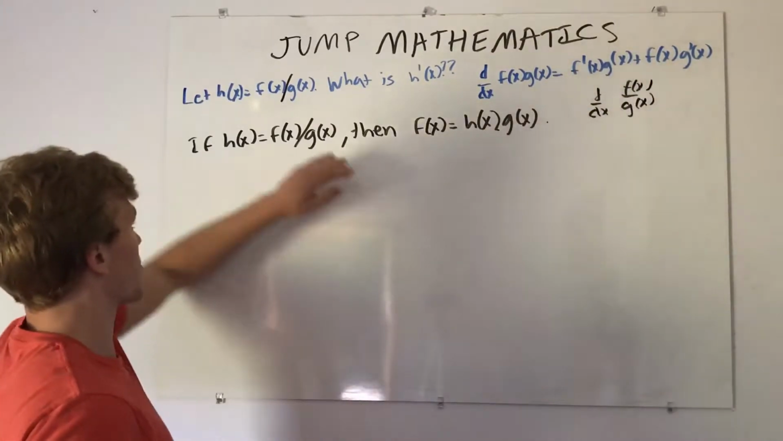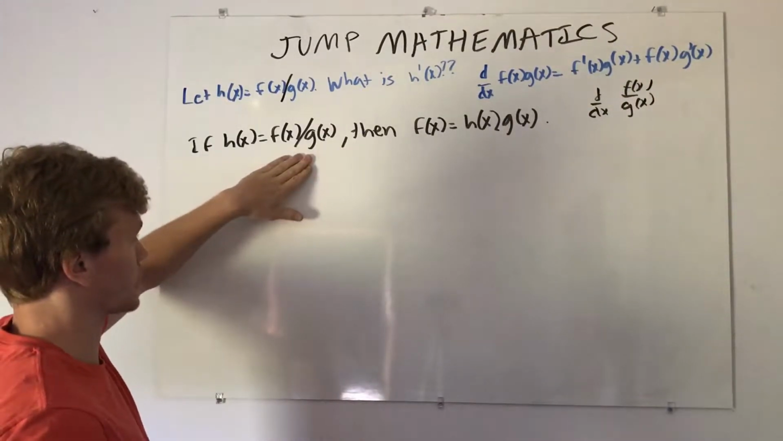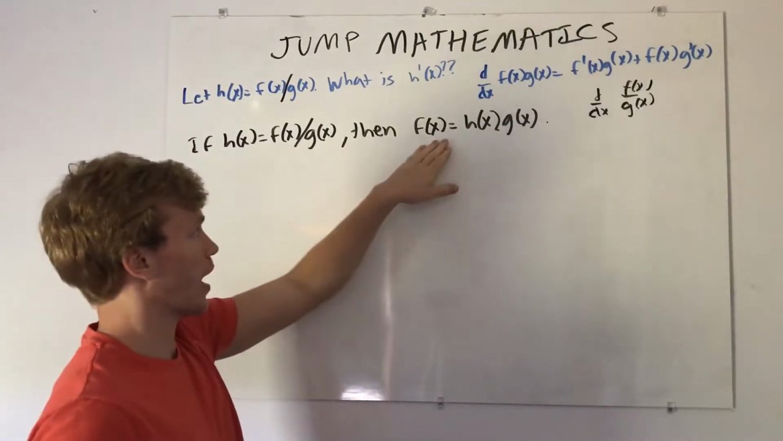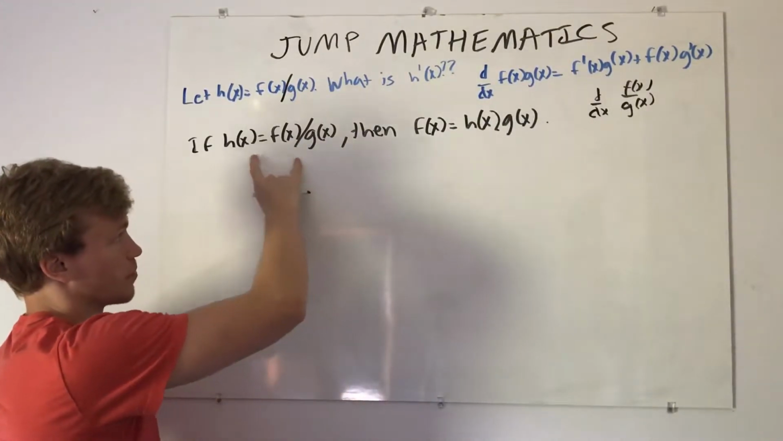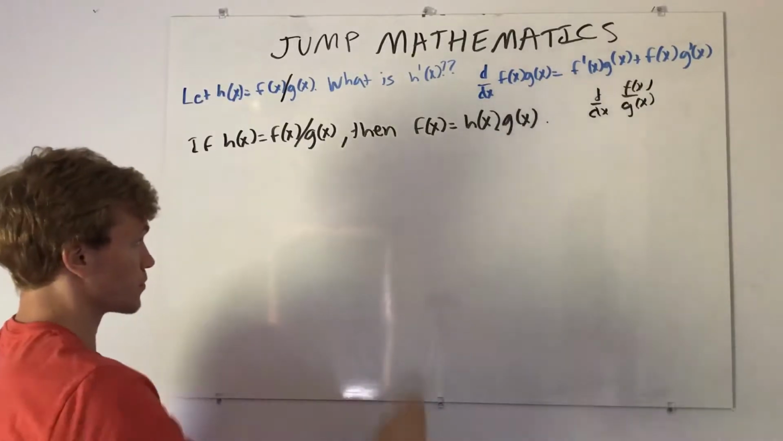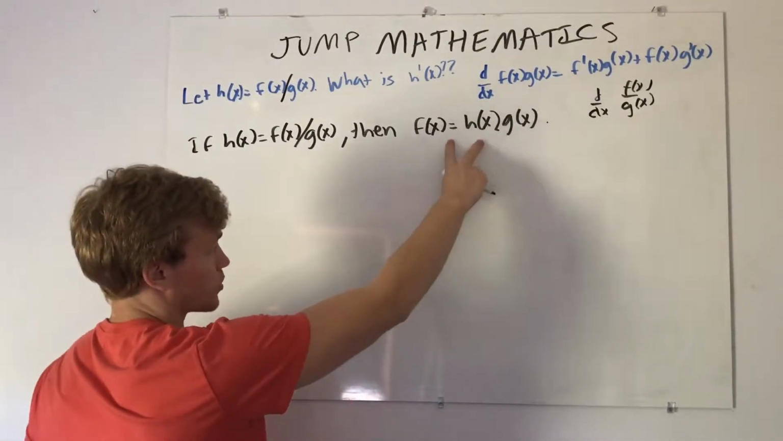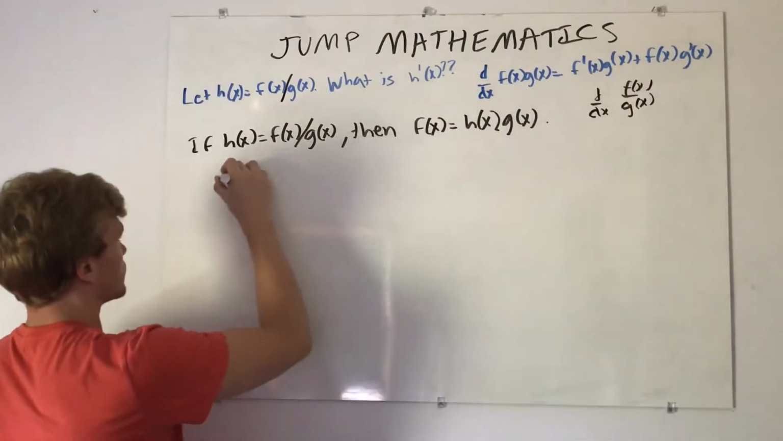Okay. If h of x is equal to f of x divided by g of x, then f of x is equal to h times g. All you do is multiply both sides of this by g. Now what we're going to do is differentiate both sides.